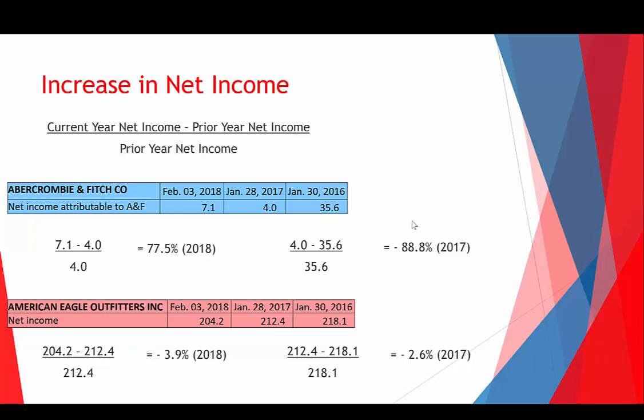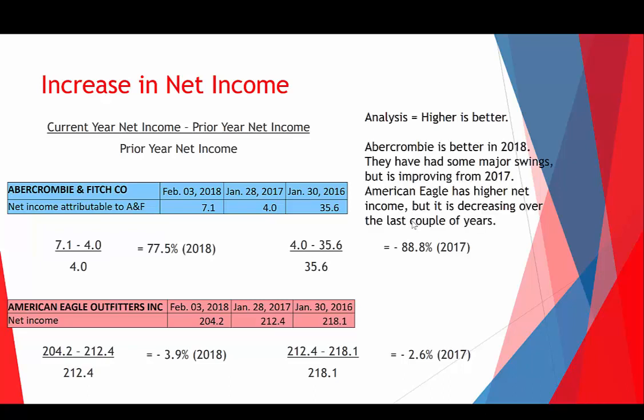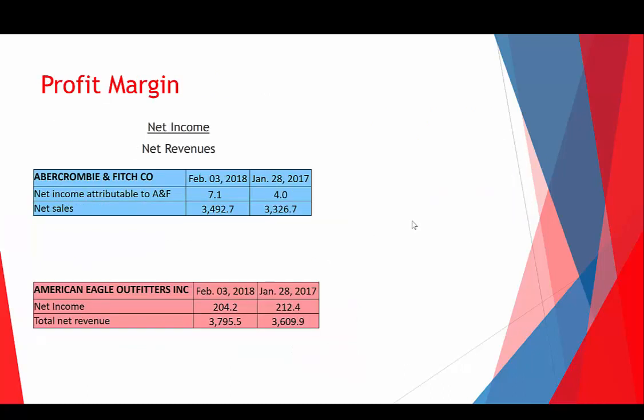Yep, so we look at these and try to figure out who's doing better. As we're doing a change in net income, our analysis here is higher is better. So we want a higher number here. So Abercrombie takes the edge in 2018 with that 77.5% growth, but part of that is because 2017 was so bad. That's exactly right. It knocked the income down that low. Yep. So just a way we can zero in on that performance.